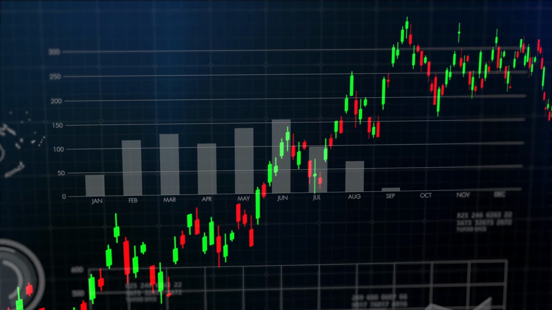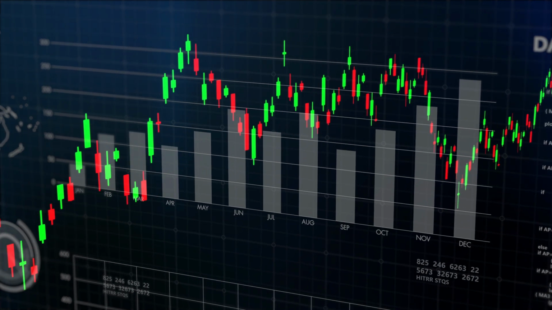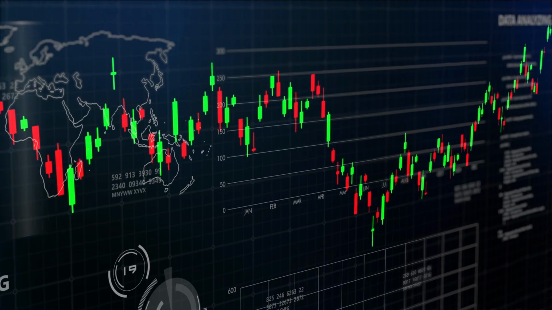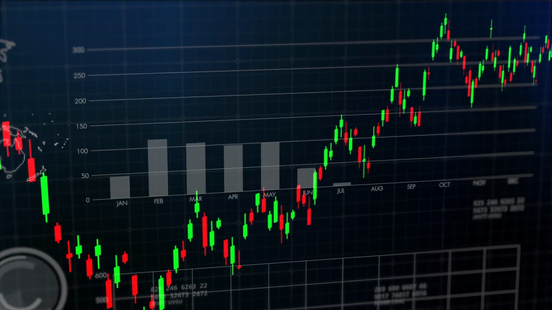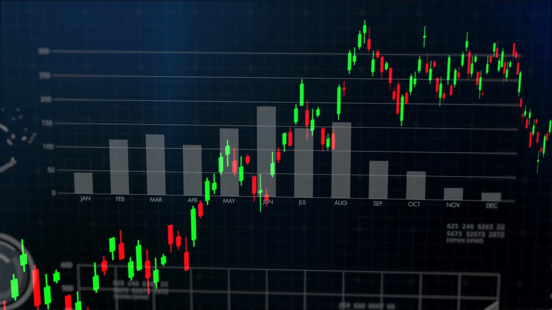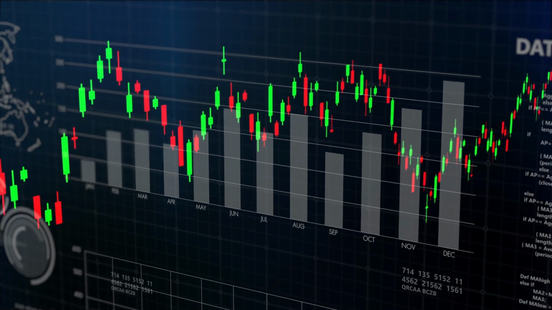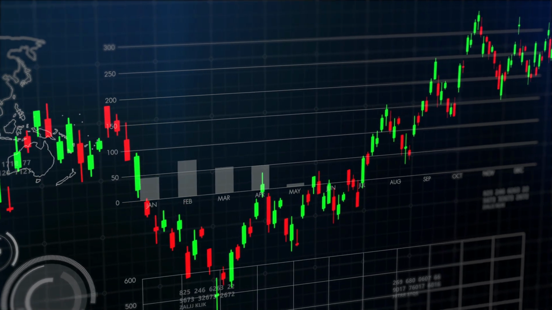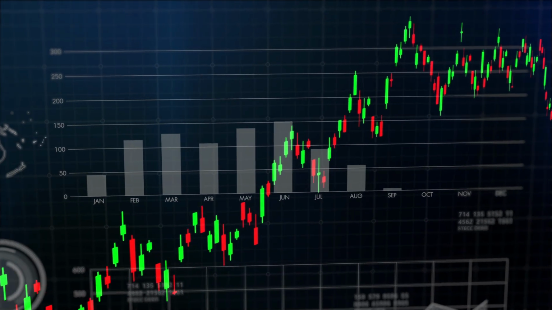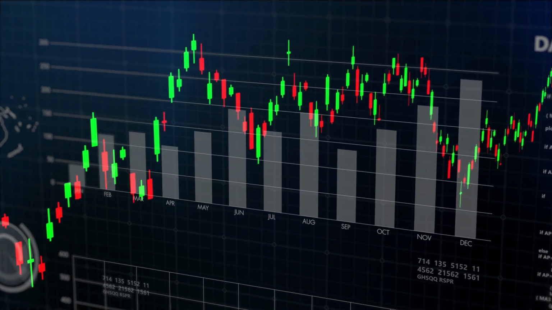How to use: candlestick patterns are best used with other forms of analysis, such as support and resistance or trend lines, to confirm entry points. 8. Fibonacci retracement levels. How it works: the Fibonacci tool helps identify potential support and resistance levels where the market may reverse or continue its trend. Key levels include 38.2%, 50%, and 61.8%. How to use: look for buy opportunities near the 38.2% or 50% retracement levels during an uptrend, and sell opportunities near these levels during a downtrend.